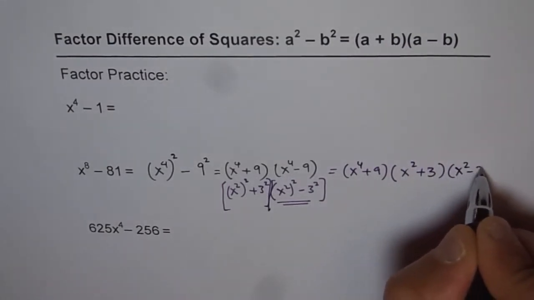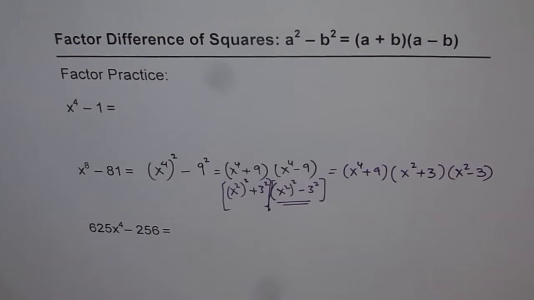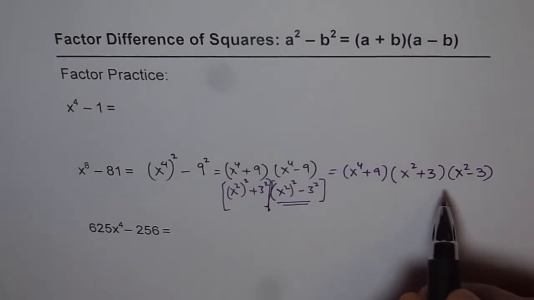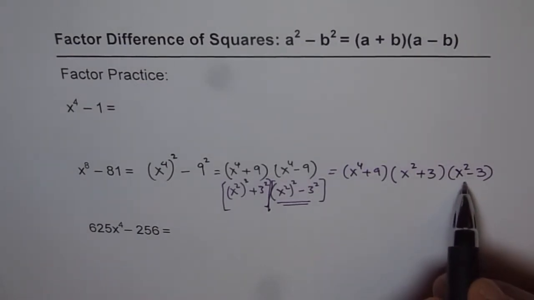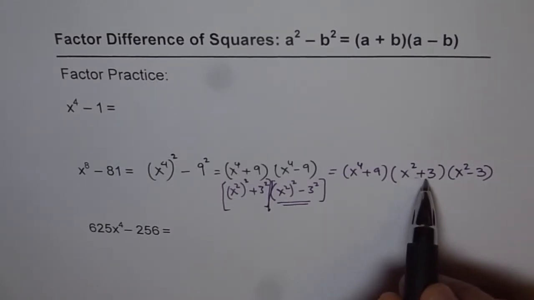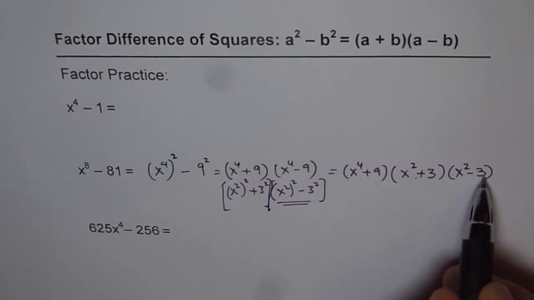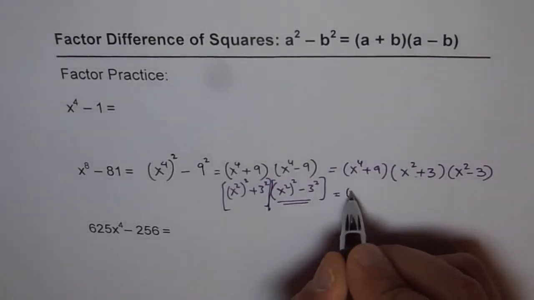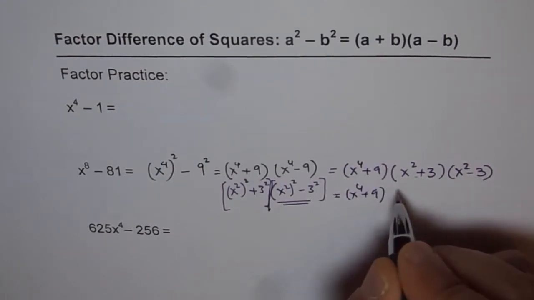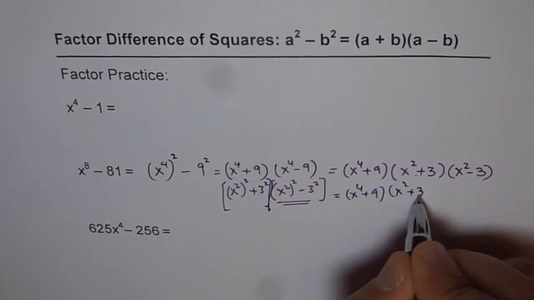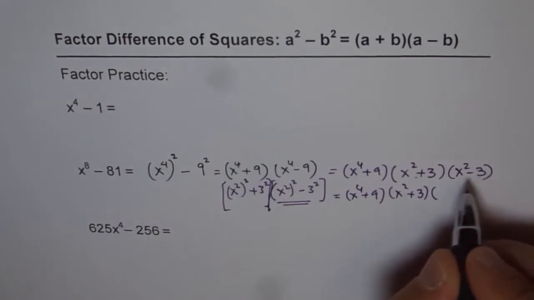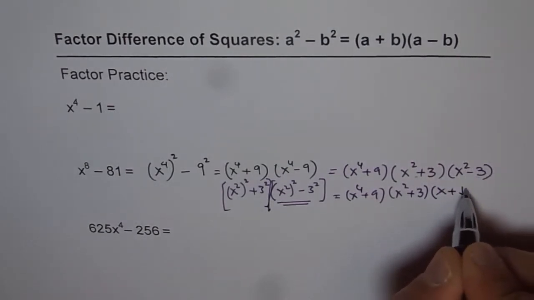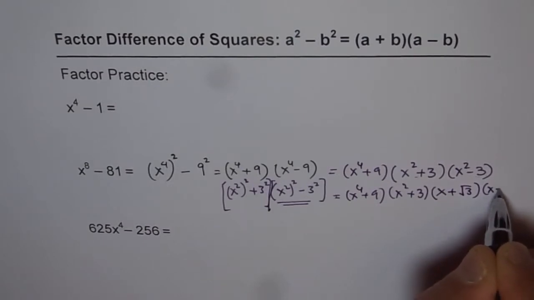So we can write this as x to the power of 4 plus 9 times x square plus 3 times x square minus 3. Remember, factoring is completed only after you reach a stage that there are no more common factors. Do you see that? So here we have x squared minus 3 as the last factor. At times it could be written in the form of x to the power of 4 plus 9 times x squared plus 3 times, this could be factored as x plus square root 3 times x minus square root 3.